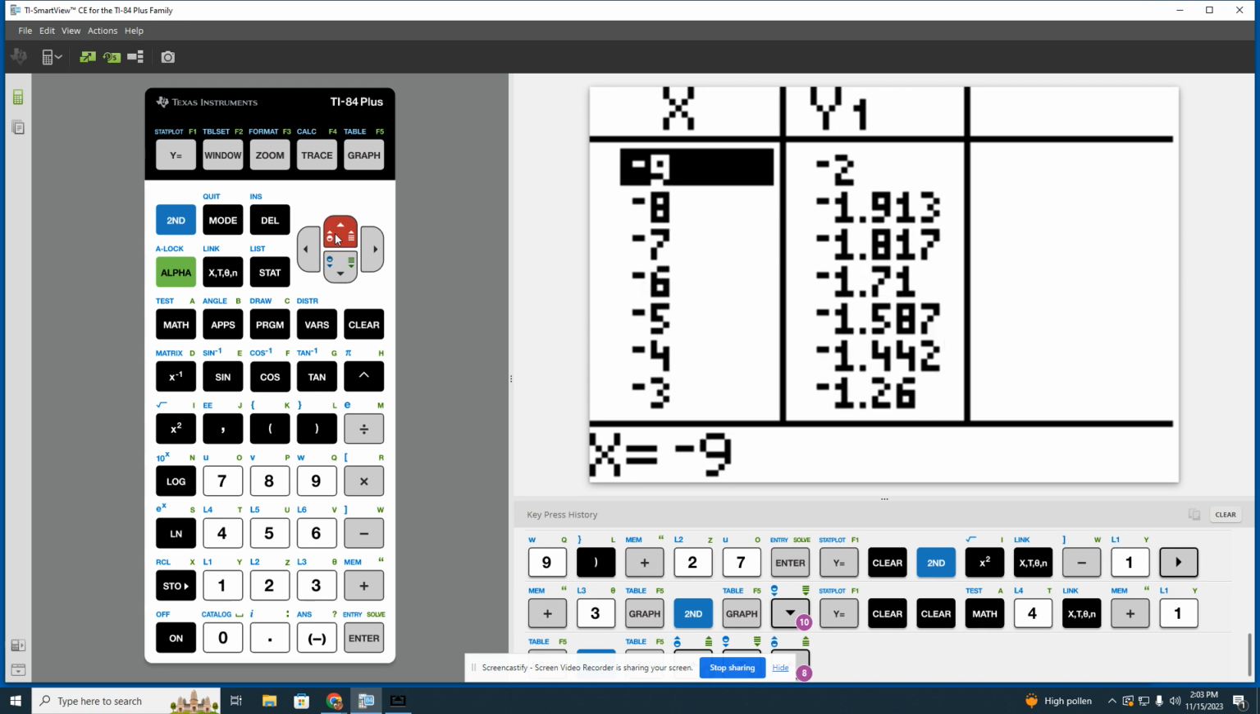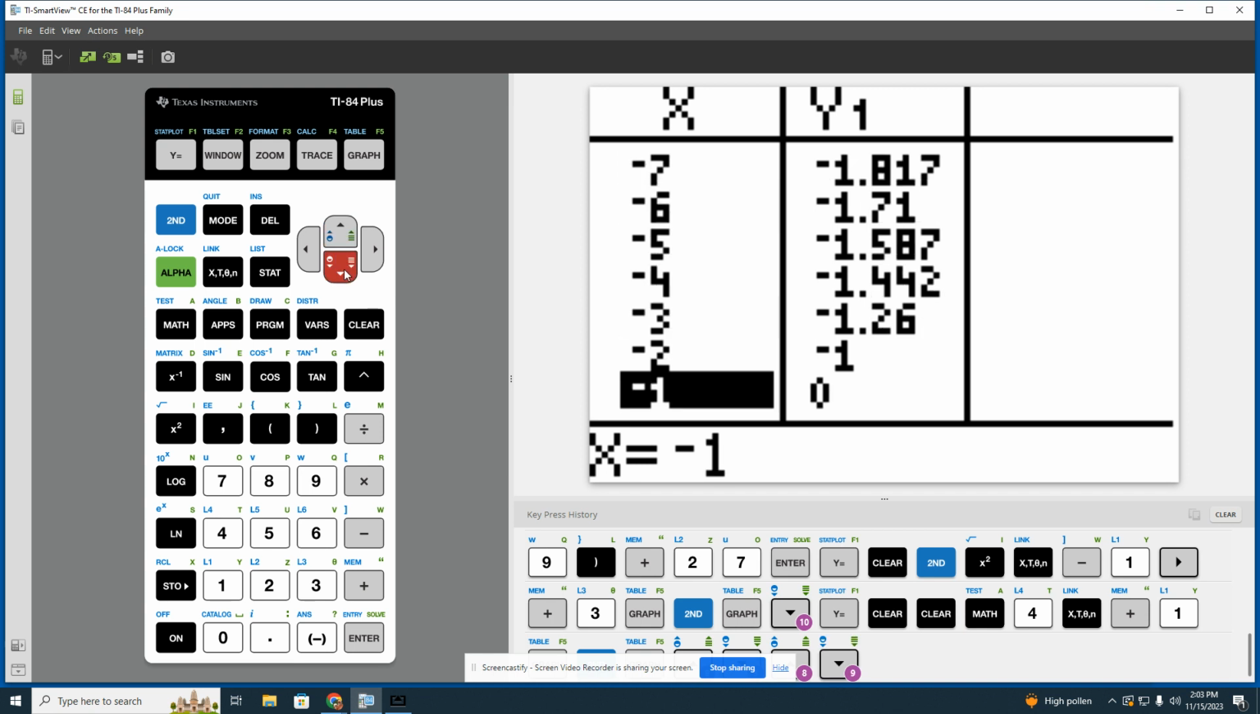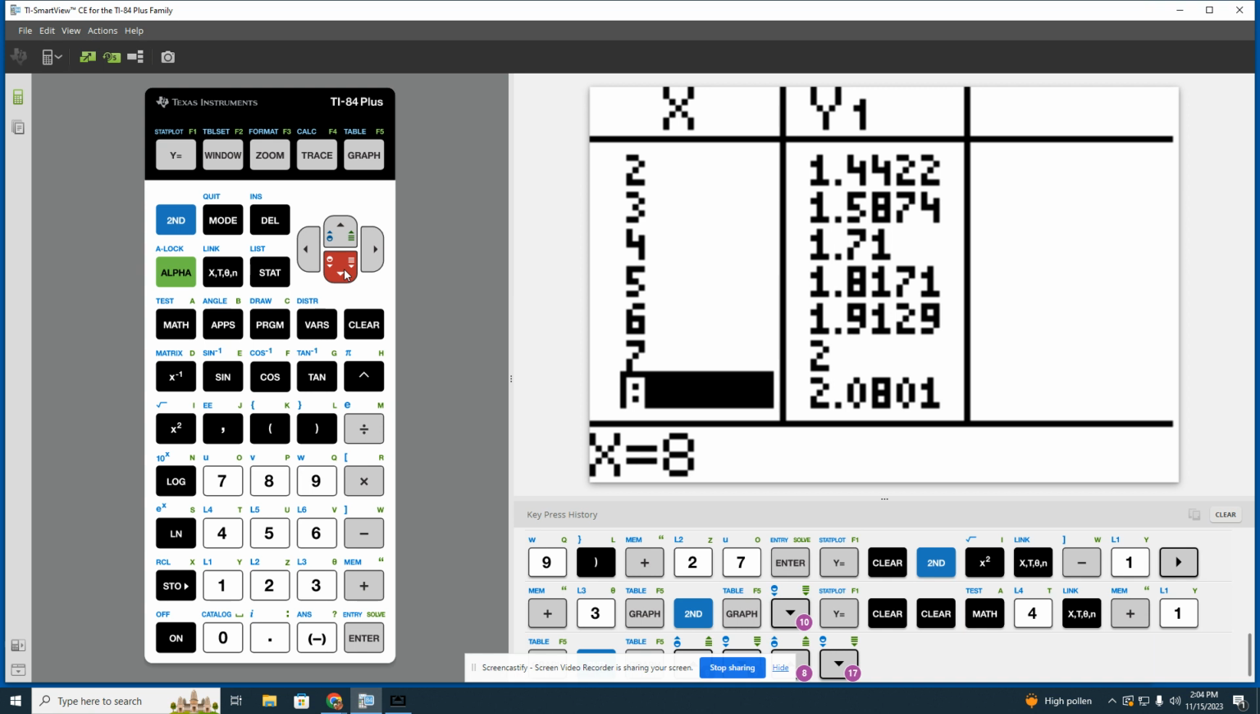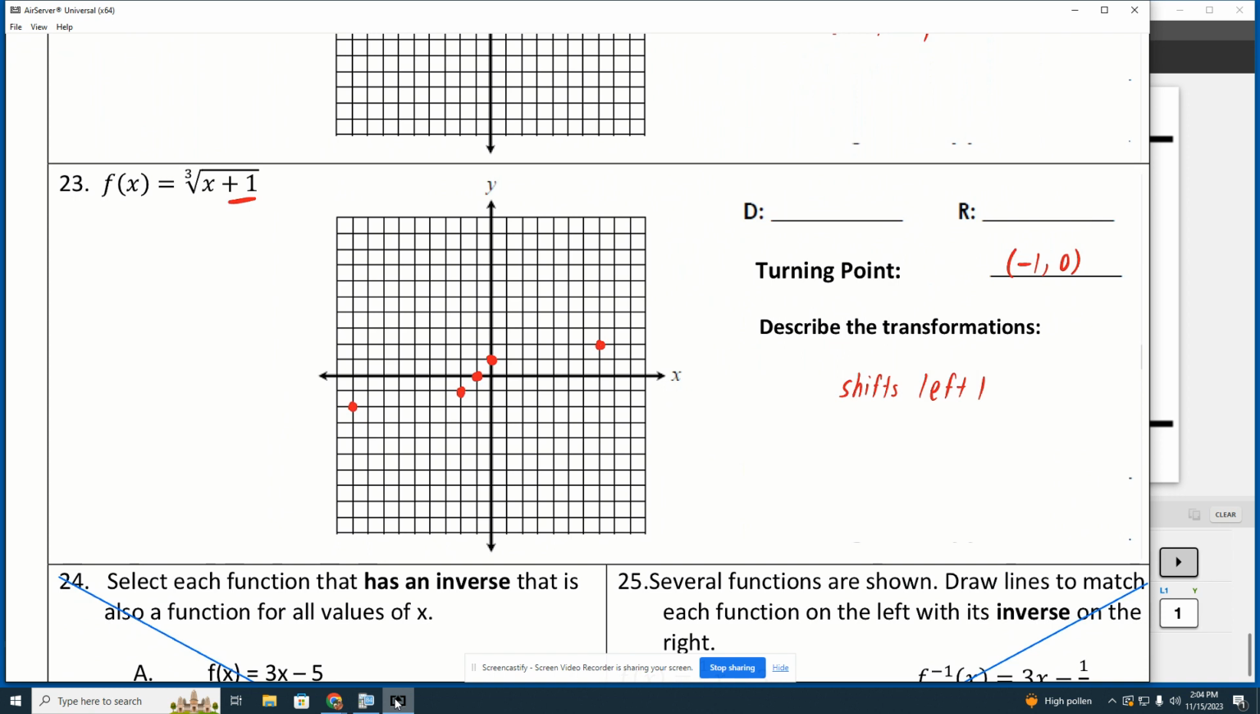Let me find another point below it. There's one, -9, -2, and let me find one more above it. And there it is, 7, 2. All right, I got those graphed on my coordinate plane. There it is. That's hopefully what yours looks like too. So this thing is going up from left to right like so.